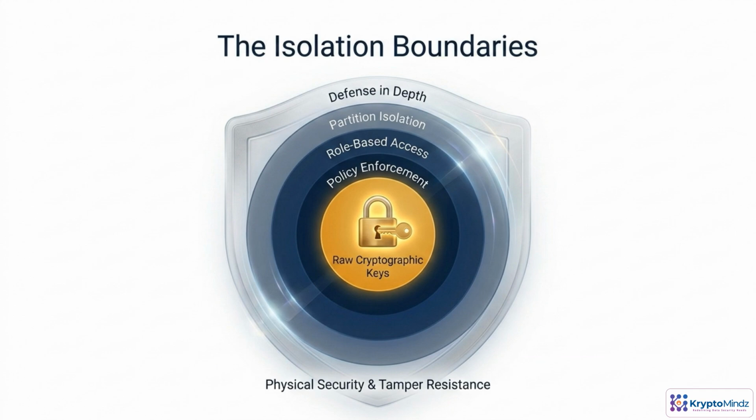Luna HSMs protect keys using layered isolation. First, the physical boundary and tamper resistance make it hard to open or probe the device without destroying secrets. Inside that, partitions keep different applications and tenants from ever seeing each other's keys. Role-based access then controls who can initialize, manage, or use those partitions. Finally, partition policies restrict which algorithms, key usages, and operations are even possible, enforcing least privilege by design.